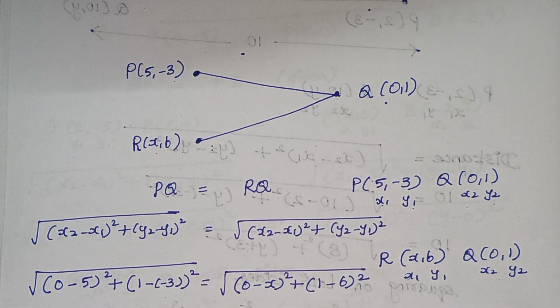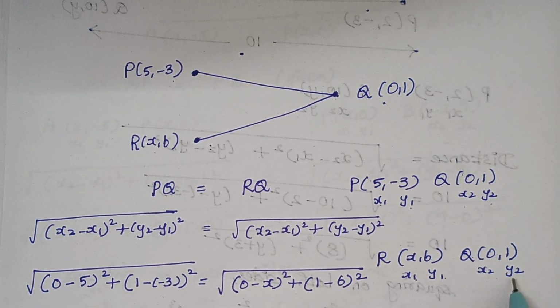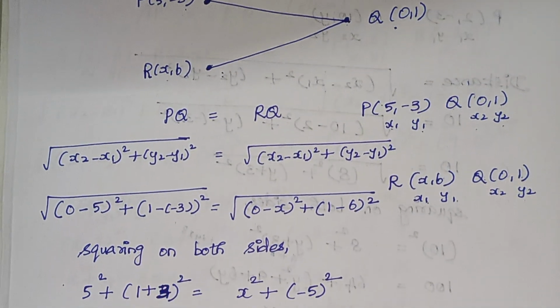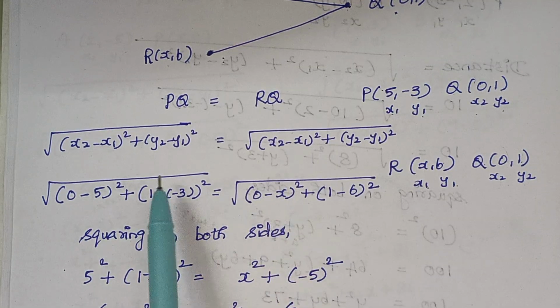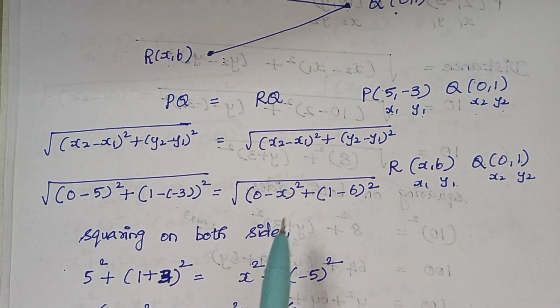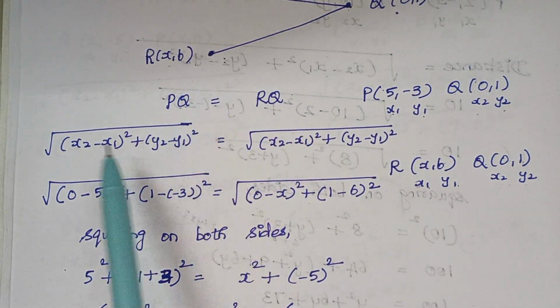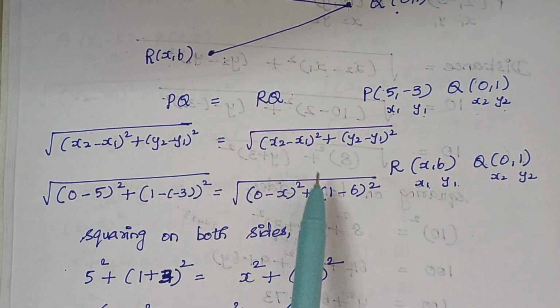Again, when you consider the points R and Q, R gives x1, y1 and Q gives x2 and y2. So, x2 minus x1, (0 minus x) the whole square plus (1 minus 6) the whole square, right? Once you substitute the values, the next thing is I am squaring on both sides in order to remove the square root, right? Or else you can directly write it as PQ square equal to RQ square. When you write square over here, you can write this formula without the square root. So, squaring on both sides removes the square root.